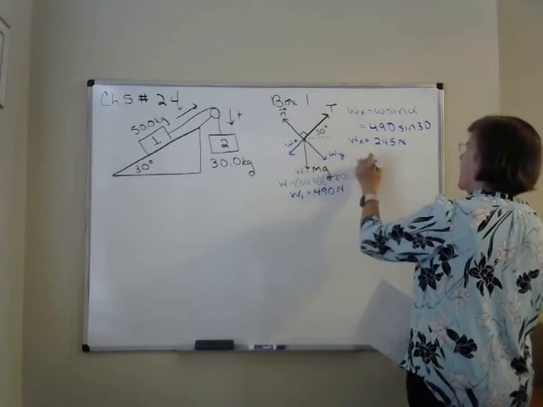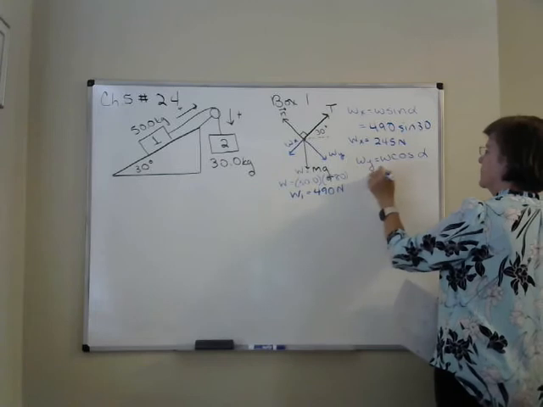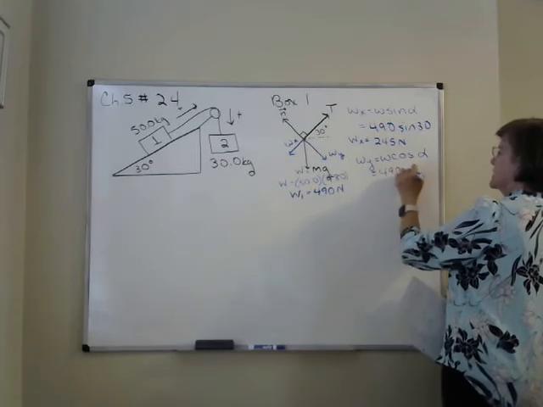When I do Wy, that's W cosine alpha. That's 490 cosine 30.